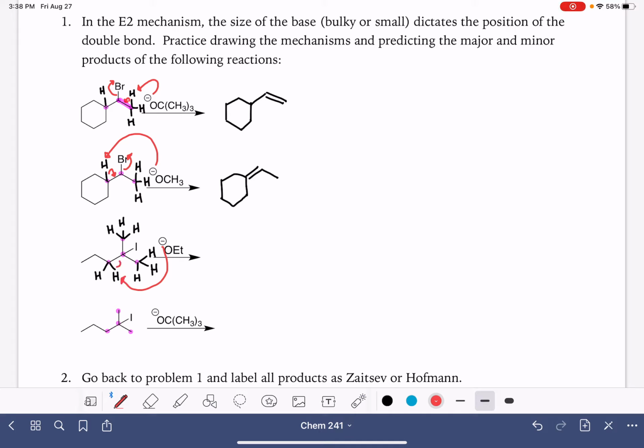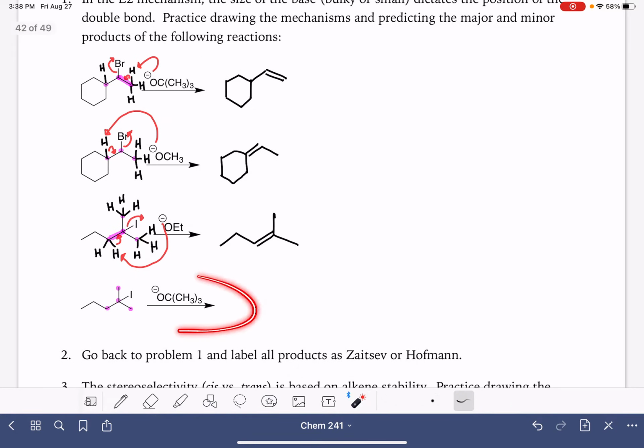We're going to break the carbon-hydrogen bond, move the carbon-hydrogen electrons in to make the double bond, and we're going to get rid of the leaving group, and that's going to give us this molecule right here. We have formed the double bond in this place right there. Now for our next example, we have the same alkyl halide, but this time we're dealing with the bulky base, which means that we're going to be going after a hydrogen atom that is on the least substituted carbon.